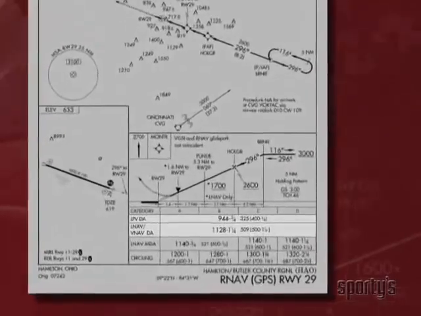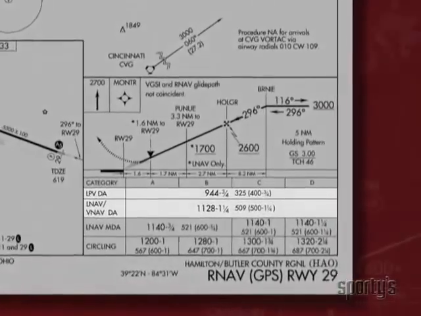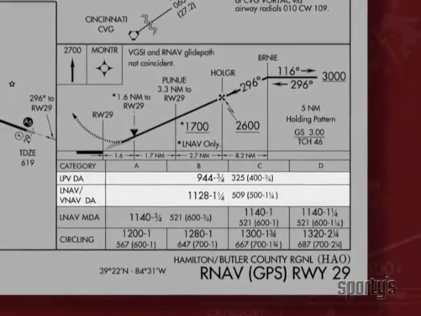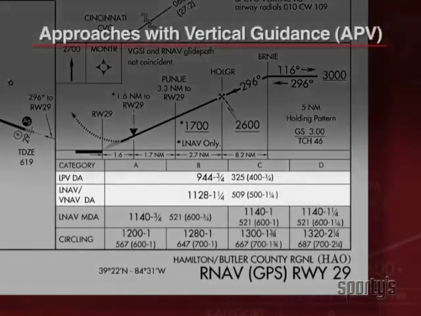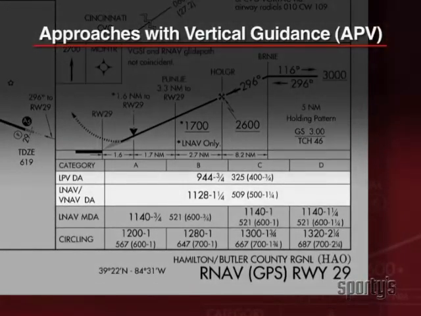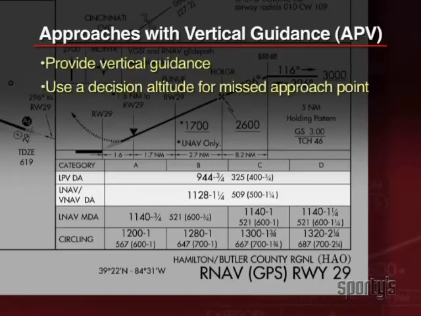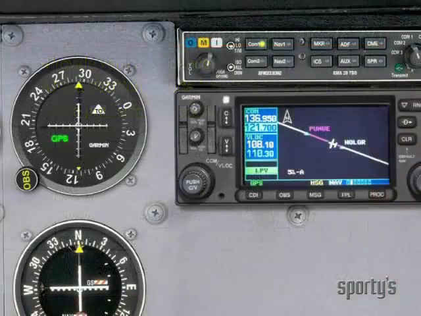This is another standalone GPS approach, but it includes LPV and LNAV VNAV minima lines. These approaches are classed as APV approaches. APV approaches have vertical guidance and a decision altitude, but do not meet ICAO standards for a precision approach. Most IFR-approved WAAS navigators can fly an LPV or LNAV VNAV approach.